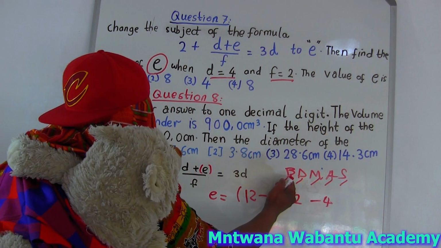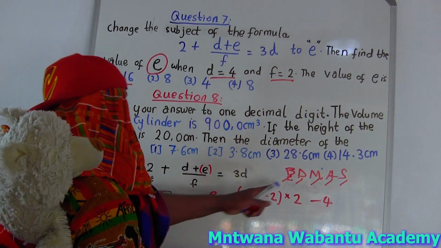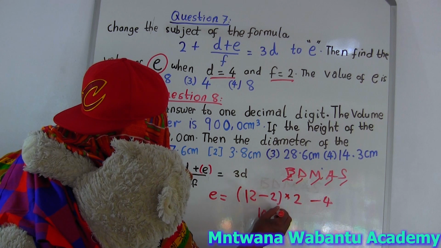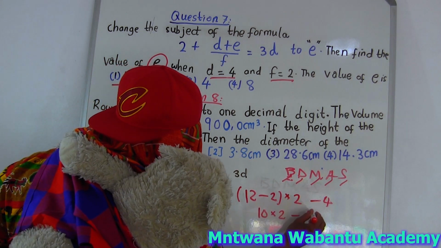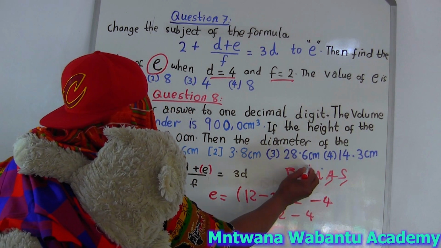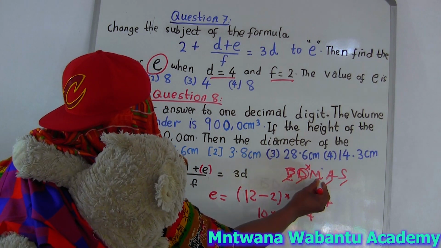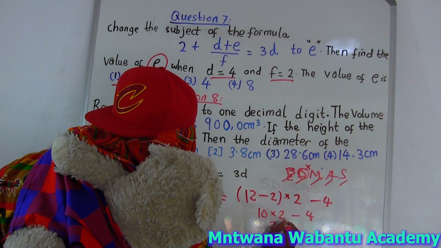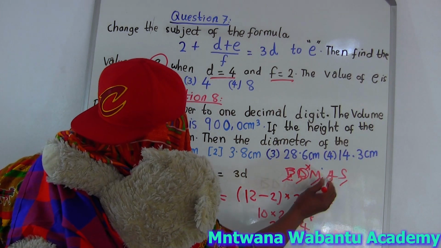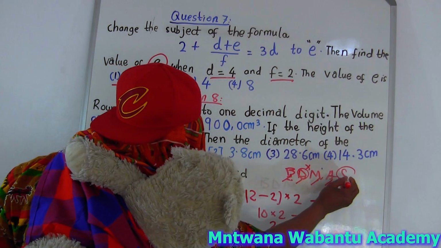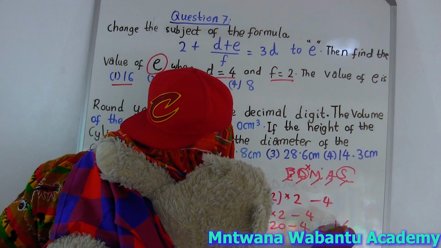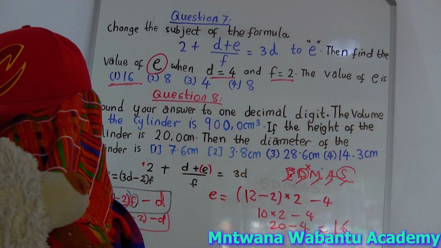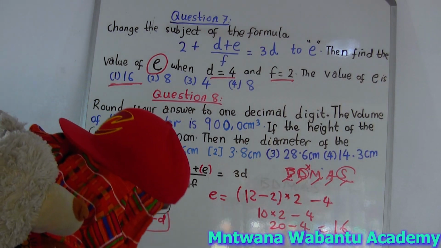Now, do you have a bracket? Yes, so work on that before you go to division. 12 minus 2 equals 10. And then here, remember you have a multiplication, 2 minus 4. Now do you have a division? No, there's no division here. Do you have a multiplication? Yes, so let's multiply. 10 times 2 equals 20, and then minus 4. Do you have addition? No. The next one, subtraction, yes. 20 minus 4 equals 16. So we come to the option here, it is option number 1. So we're done with question number 7. Let's go to question number 8.